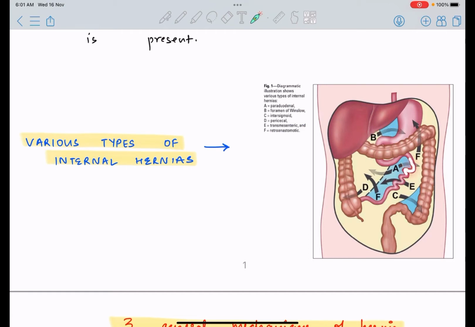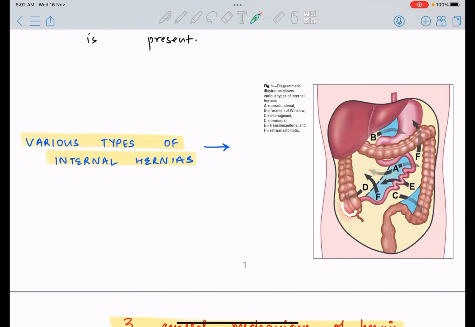This is the small bowel and this is the mesentery of the small bowel. If any bowel goes through a defect in the mesentery, it becomes a transmesenteric hernia. This is a part of the duodenum. If the bowel passes to the left of the duodenum, it becomes a left paraduodenal hernia, and if it goes to the right of the duodenum, it becomes a right paraduodenal hernia.